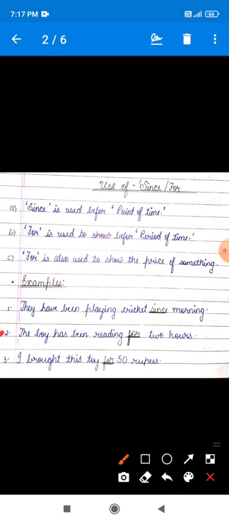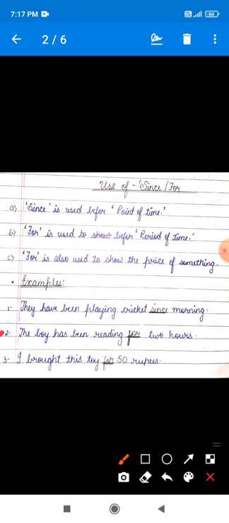Now see the second example. The boy has been reading for 2 hours. So dear, 2 hours is a period of time, and I have told you already before a period of time we use preposition for.